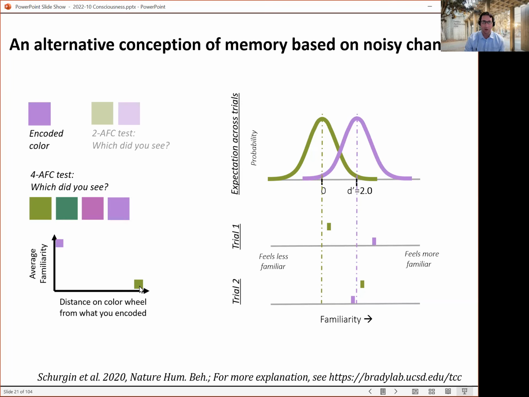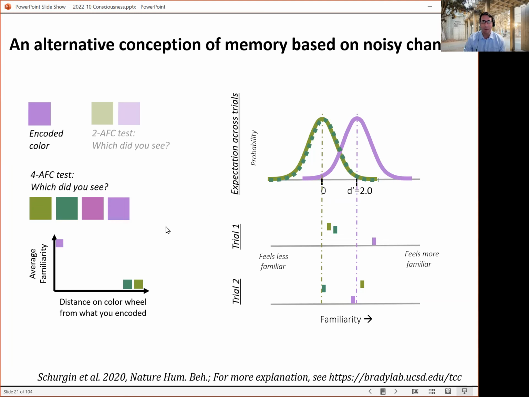And so for this light green, and even for this dark green, that's probably reasonable, right? This dark green doesn't really get any boost in familiarity when you see purple. And so we can think of the dark green as just another distribution centered at 0. And so usually a 4 AFC signal detection model just says all the distractors are centered at 0 and the target is centered at d prime.